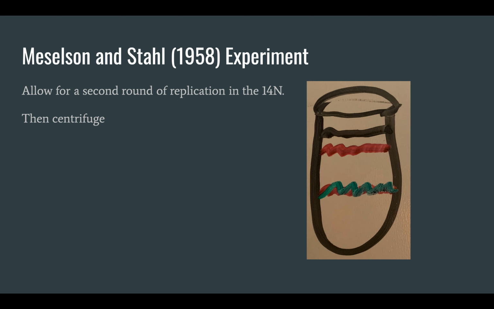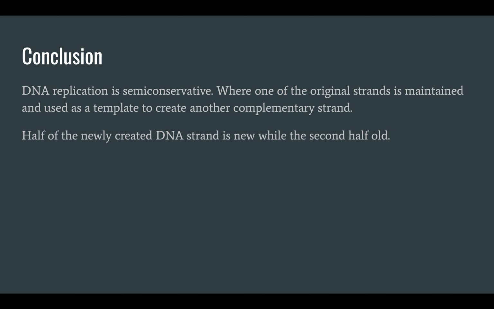This showed that it was semi-conservative because if it had been dispersive, you would have still seen only one band in the middle. So, the conclusion of the experiment was that DNA replication is semi-conservative, where the original strand is maintained and uses a template to create another complementary strand. Half of the newly created DNA strand is new, while the second half is old.